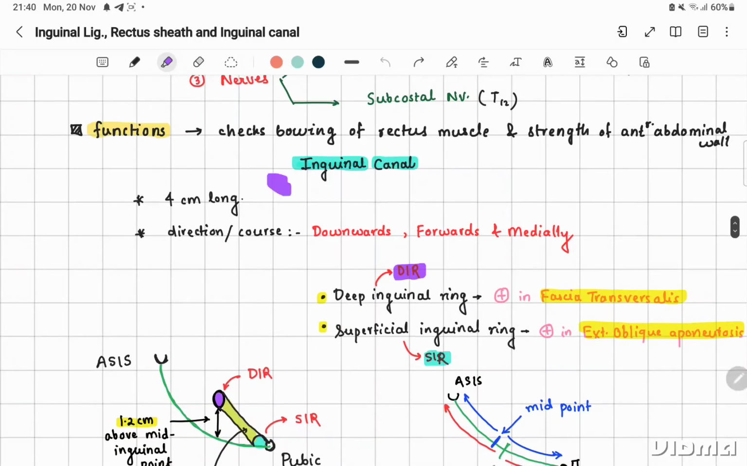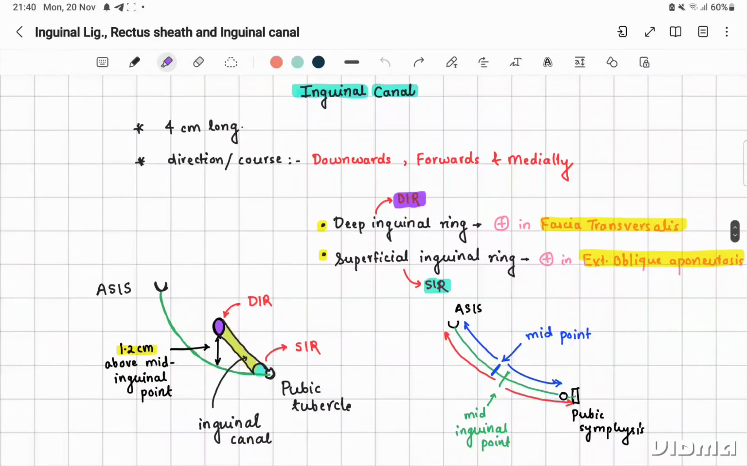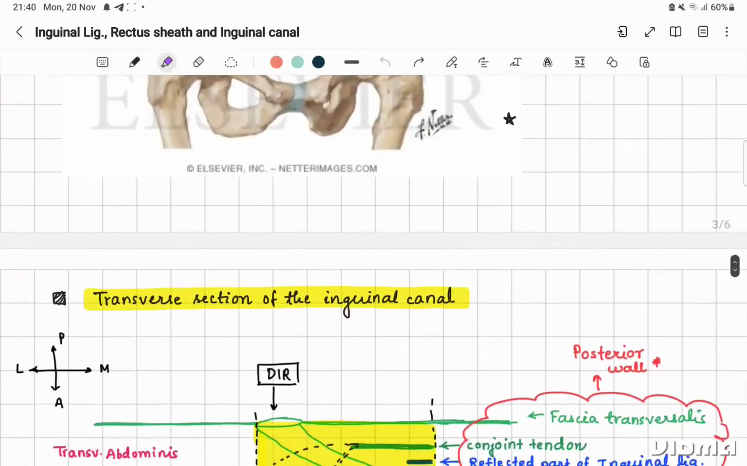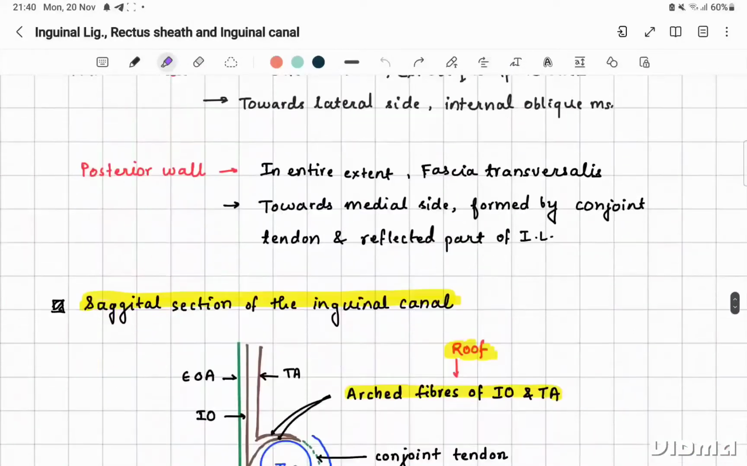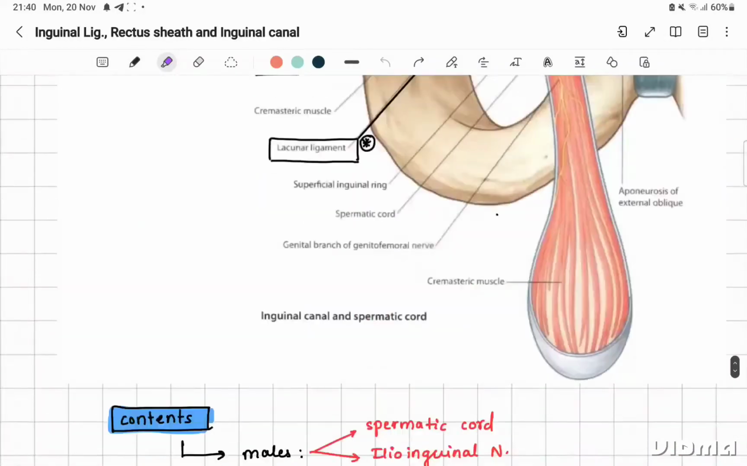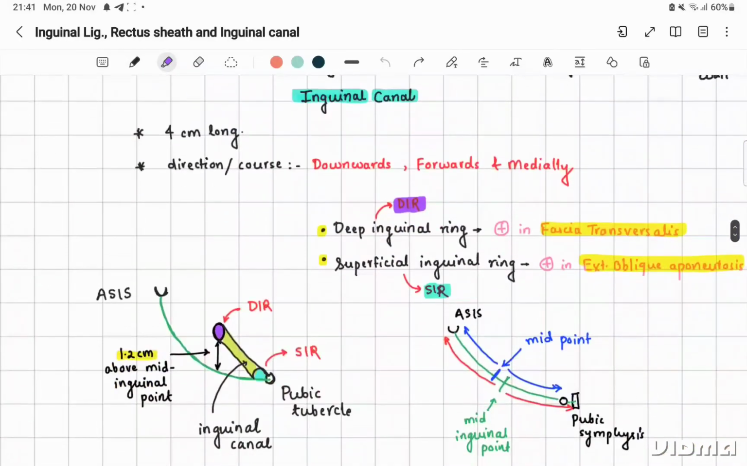Let's move on to the inguinal canal. Inguinal ligament we discussed, rectus sheath we discussed. What is the inguinal canal? We'll see the deep inguinal ring and superficial inguinal ring, which are very important. We'll take a transverse section and the sagittal section at the level of the inguinal canal, and discuss the contents. So you can get a short note on the inguinal canal.